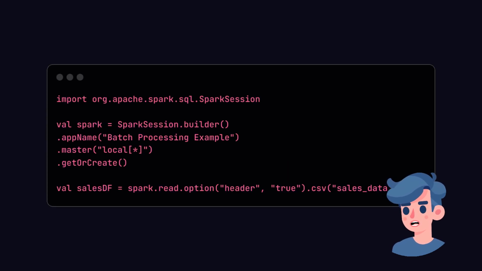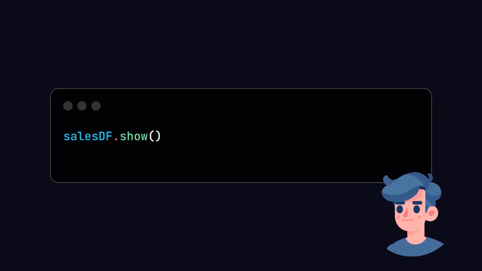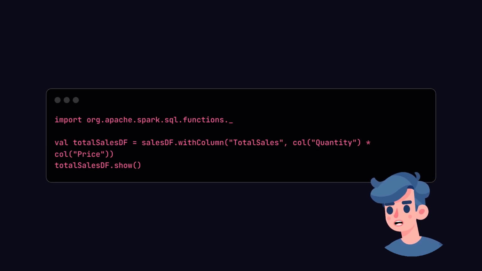Now that we have our dataset ready, let's move on to loading this CSV file into a data frame using Spark. Data frames are distributed collections of data organized into named columns. Next, we want to examine the data frame we just created to ensure that the data is loaded correctly. Let's display the first few rows of our data frame. Great! The data is loaded correctly.